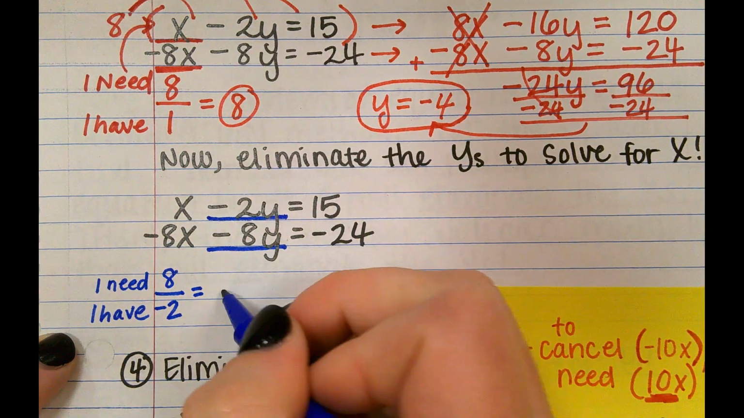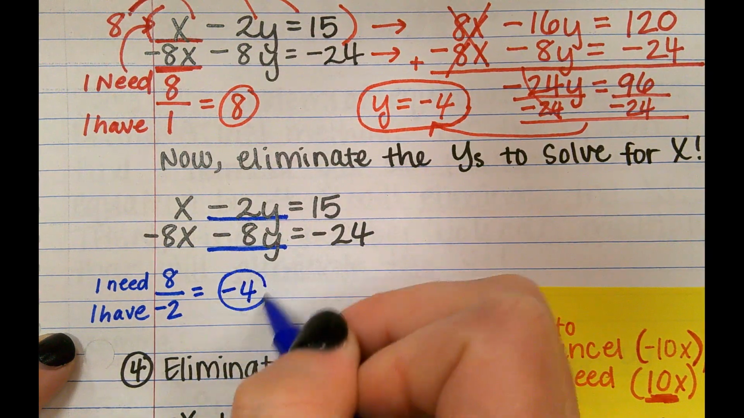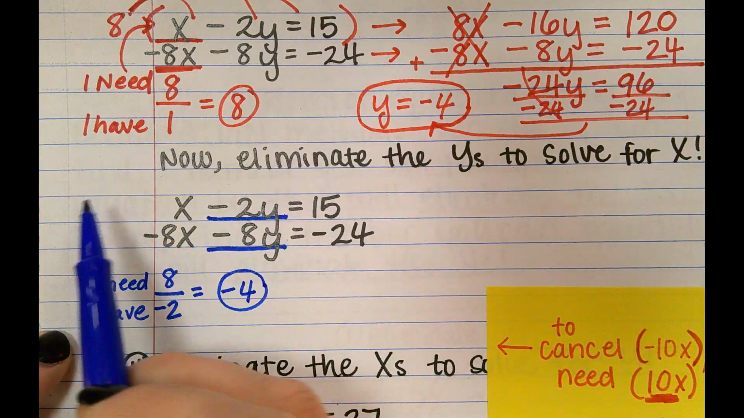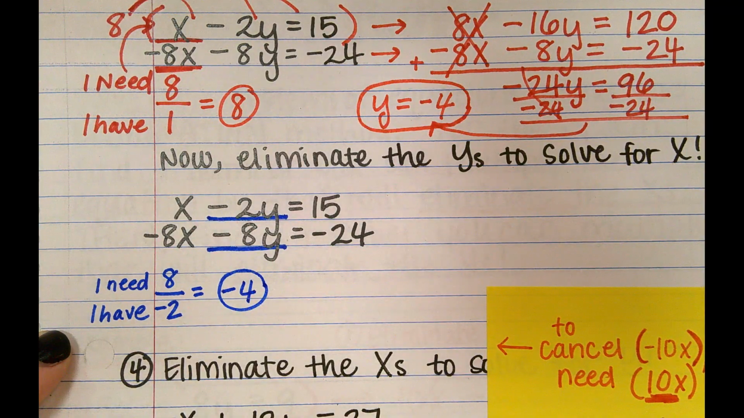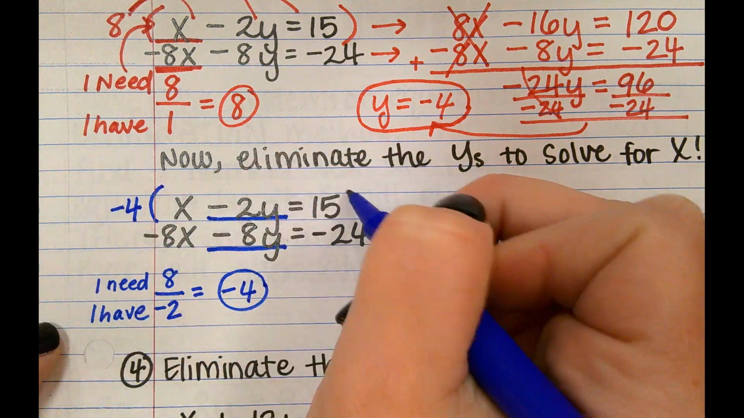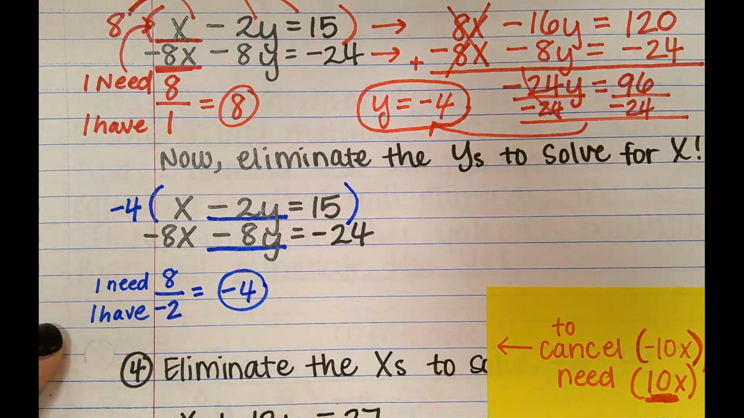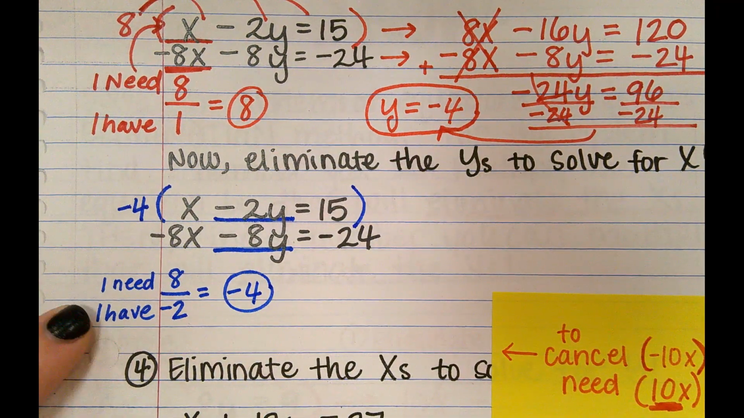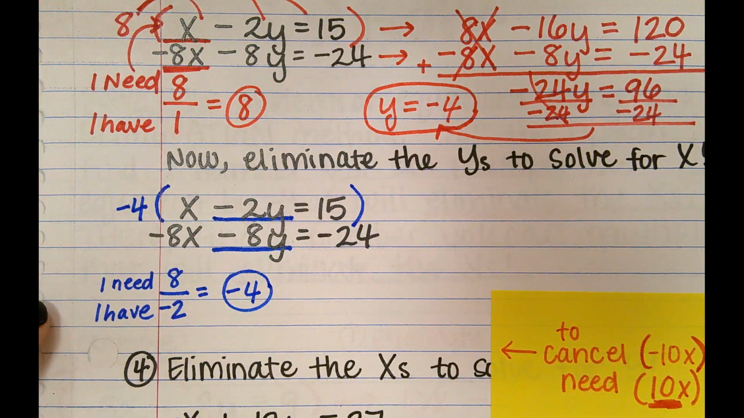It's negative 4. There you go. So let's multiply by negative 4. Hope that little trick will help. I couldn't think of how to write this yesterday, but I feel like this makes sense.